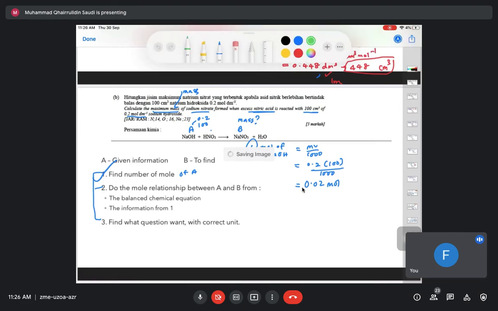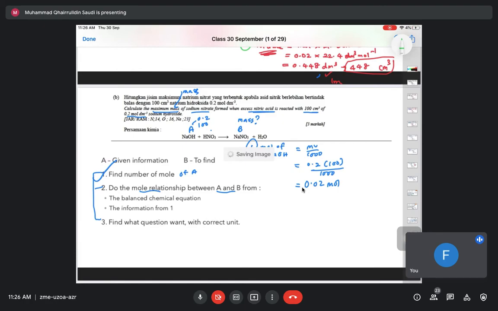Next, we do the sentence. Do the mole relationship between A and B. Number 2, mole relationship from the balanced equation. Okay, the balanced equation says how many mole of NaOH?